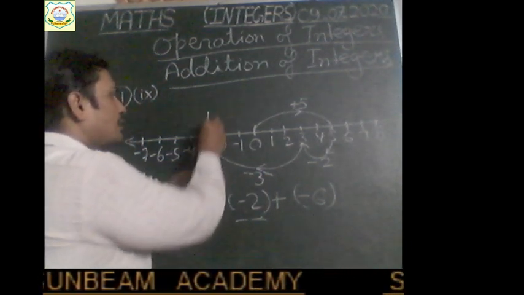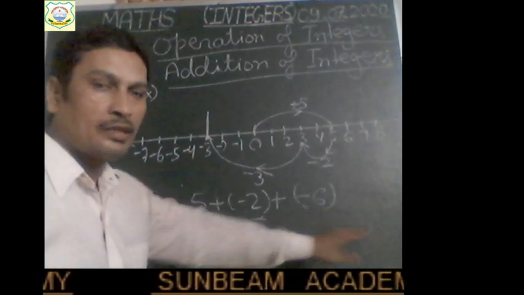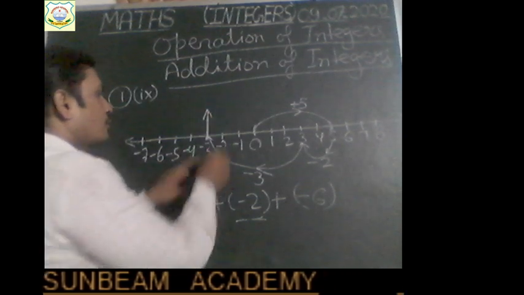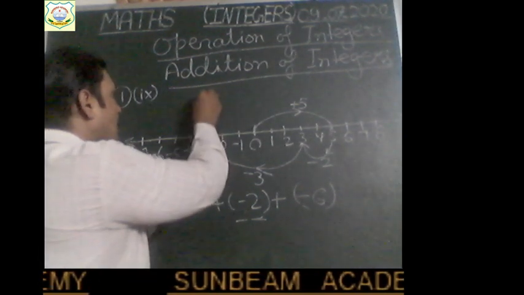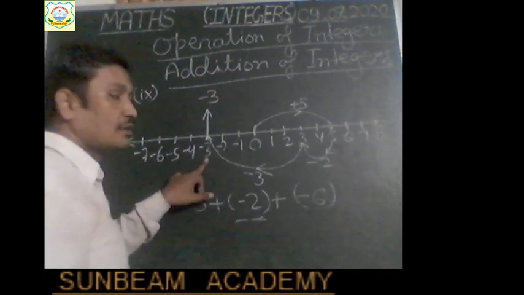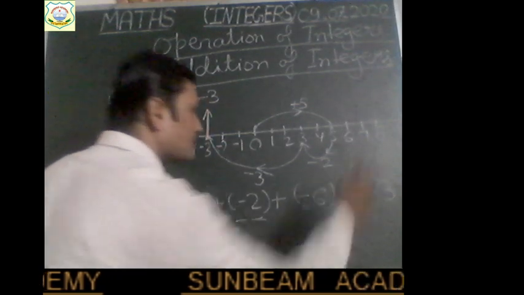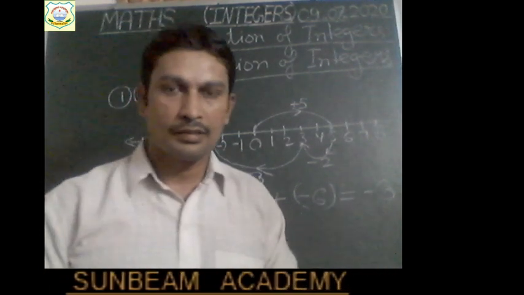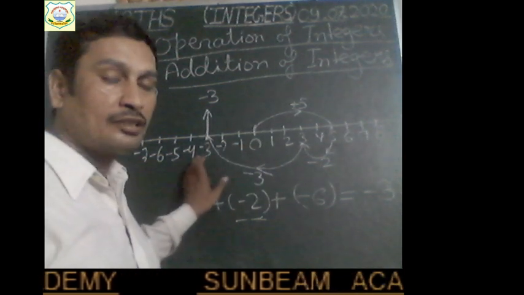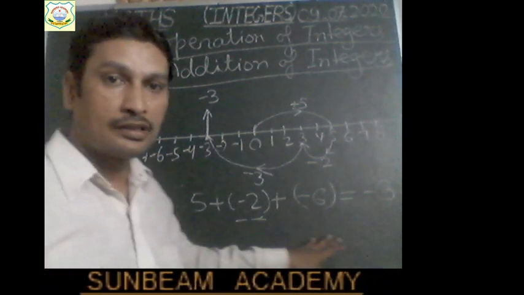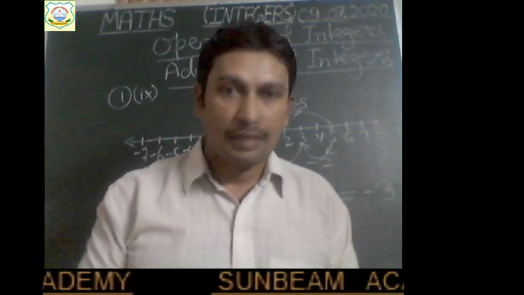And finally you have reached this number, minus 3. After minus 6 there is no other number. So your last destination is minus 3. So lastly you have ended at minus 3. So your answer is minus 3. Right, children? This is the way. So here you can see we have used the number line to add more than 2 integers. So in this way we can add any number of integers by using the number line.